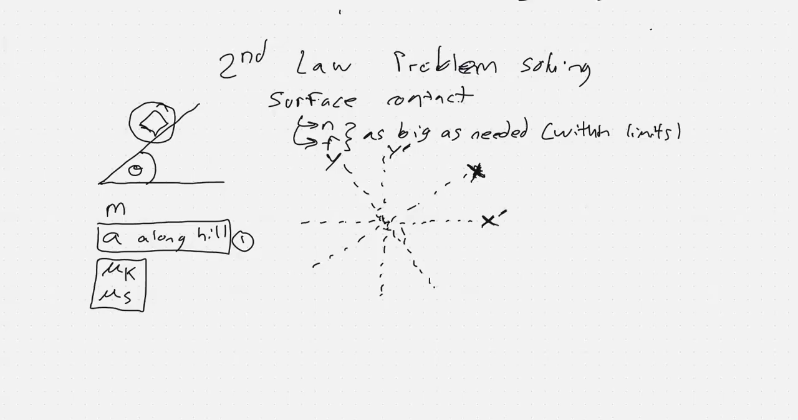So in this moment, we can now go to our catalog of forces and just say which forces should exist. Well, the object has mass, therefore the object should have weight. Weight points down. That would be along the Y prime axis. So I'll have weight.